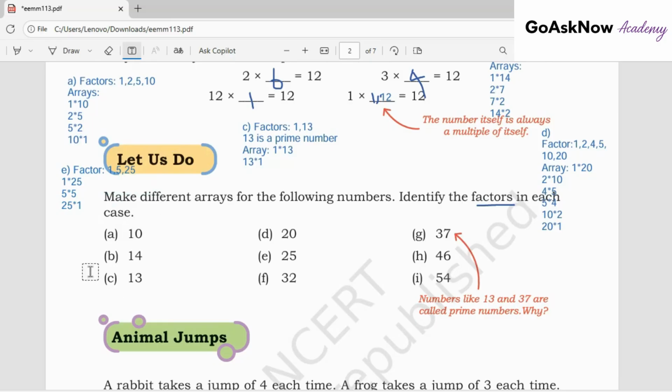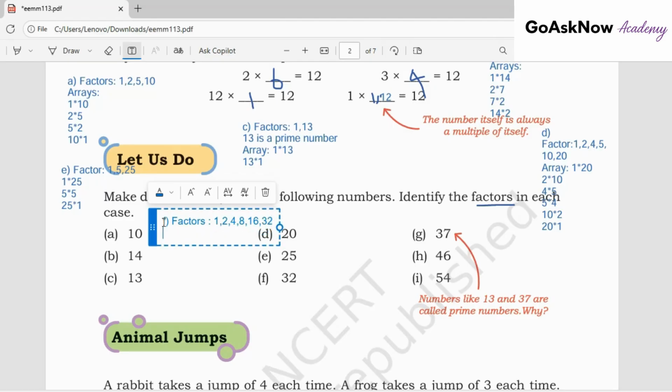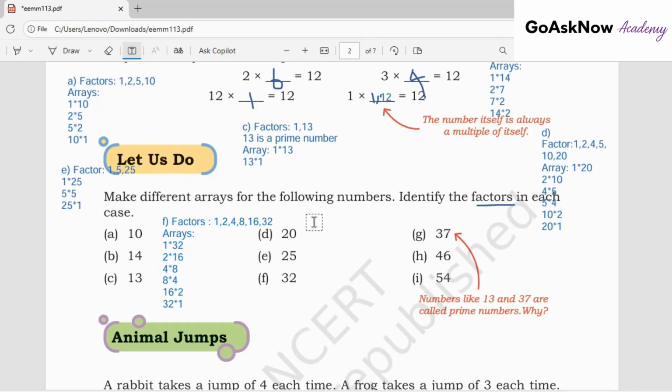Next, for part F, here I am writing the answer for part F. The number is 32. The factors are 1, 2, 4, 8, 16, 32. Next, the arrays are 1 into 32, 2 into 16, 4 into 8, 8 into 4, 16 into 2, 32 into 1.